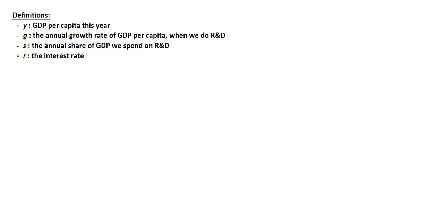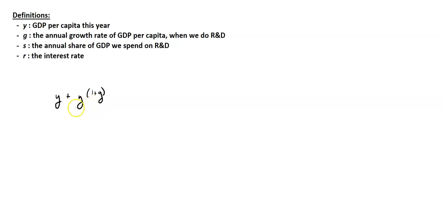Let's begin by thinking about the time path of GDP per capita under different scenarios. So if we choose to do R&D in every year, it's just sort of the status quo. In the first year, we get Y, which is GDP per capita. In the second year, that Y grows a little bit because we did R&D. It grows by G%, so we end up with Y times 1 plus G. That is, if we grow at 3% every year, GDP goes up by 1.03 in the second year.